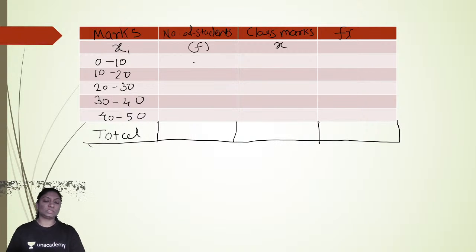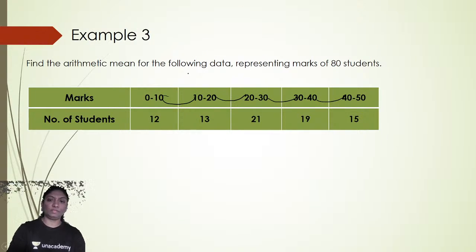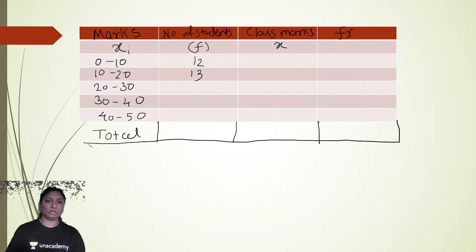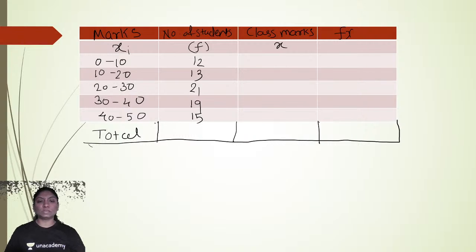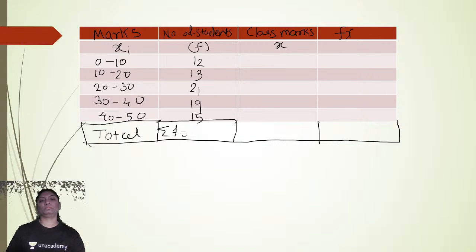0 to 10, number of students कितने दिए हुए? 0 to 10, 12 है, 13 है, 21, 19, 50. Calculate the sum of the frequencies, summation f equal to, ये क्या मिलेगा? 9 plus 1 is 10, plus 5 is 50, plus 2 is 20, 6 or 8, 80. Summation of f is 80.